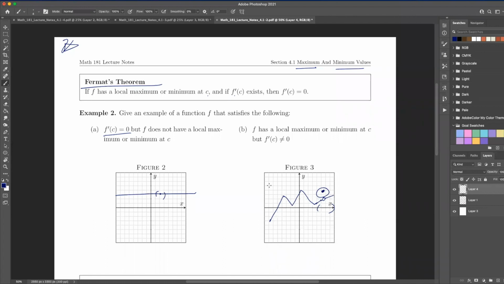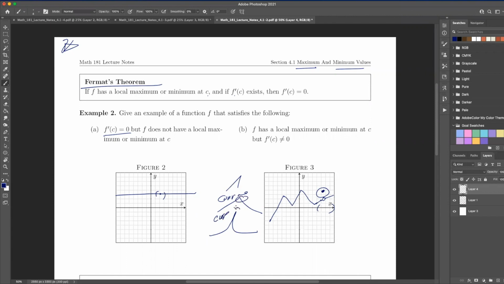Notice here at sharp corners or cusps. A corner is where it kind of goes like this. A cusp is where it comes into a point. For you guys, it won't look that much different. So this is a corner and this is a cusp.